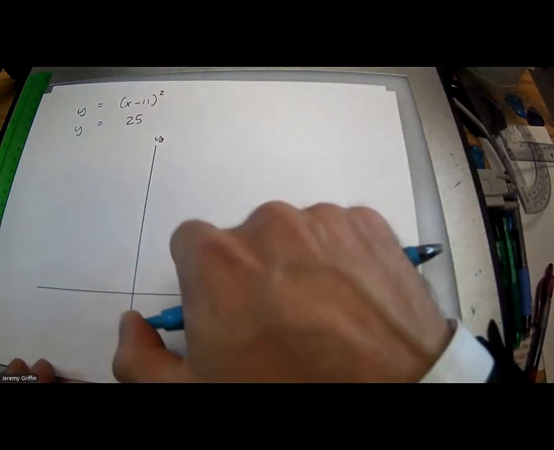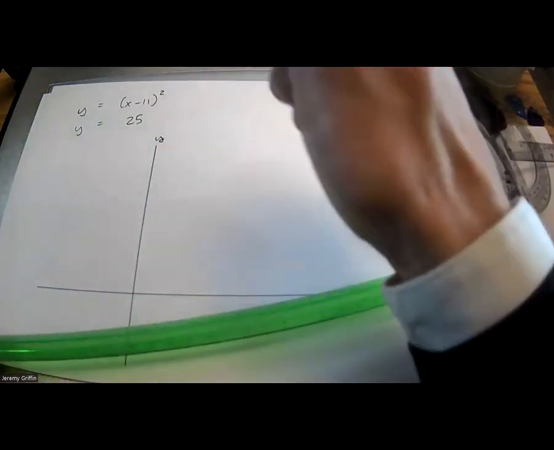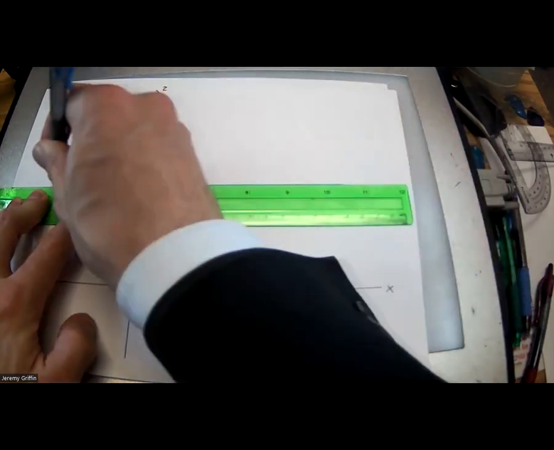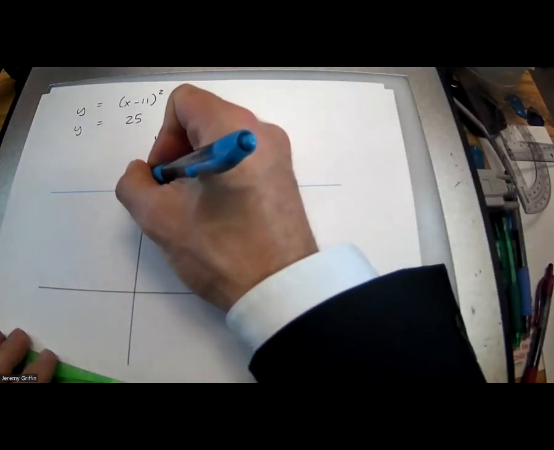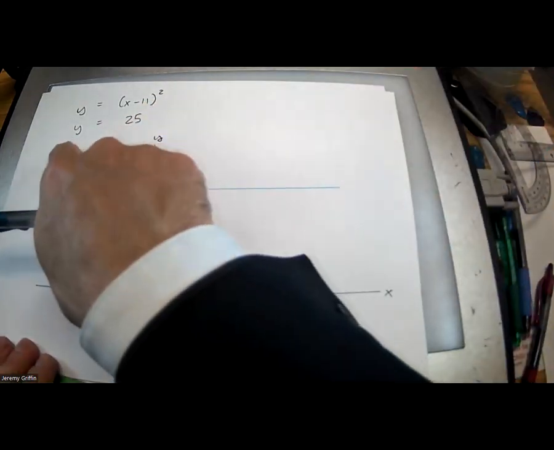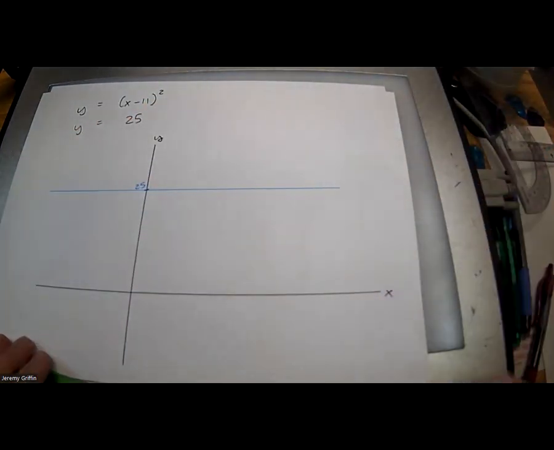Okay. Now y equals 25. Isn't that just a flat line at y equals 25? Okay. So got a coordinate up here at 25. Right? And y is always 25, independent of what x is. That's why there's no x in this equation. Y is always 25.